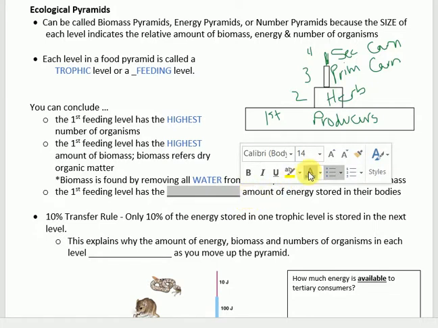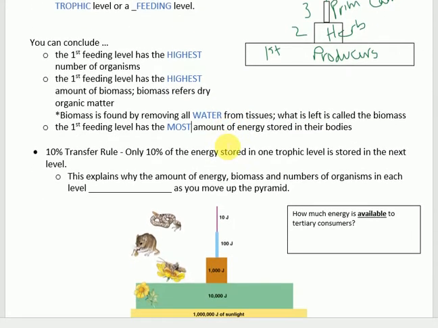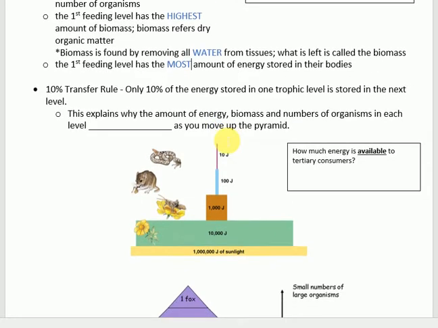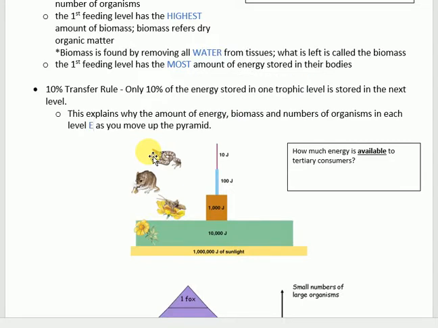The first feeding level is also going to have the most amount of energy stored in their bodies. And the reason for that is called the 10% transfer rule, or the rule of 10. Only 10% of the energy stored in one trophic level will be stored in the next level. So this is going to explain why the amount of energy, biomass, and number of organisms in each level decreases as it goes up the pyramid.